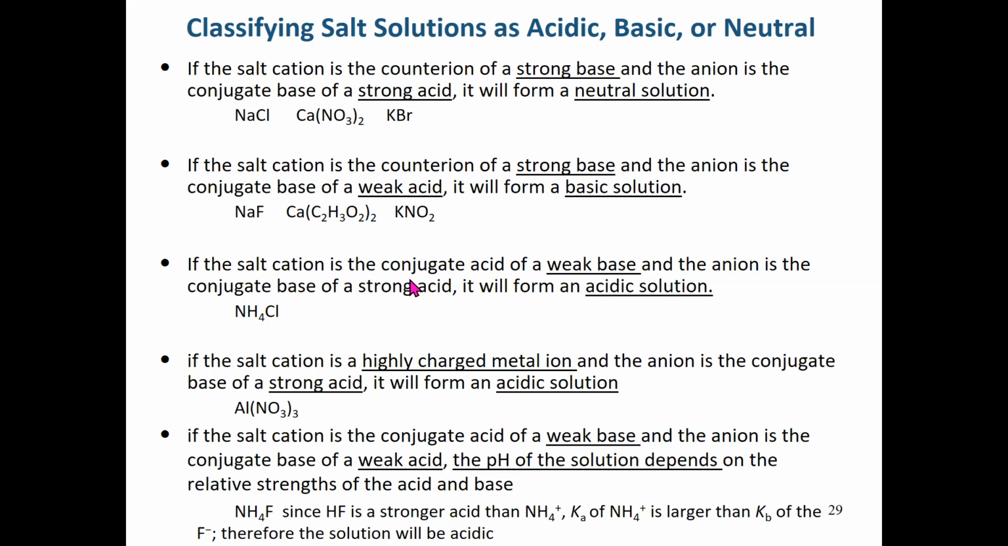If the salt cation is the conjugate acid of a weak base and the anion is that of a strong acid, we get acidic. So the chlorine here coming from HCl, that part's neutral, but the NH4, like we saw in the previous problem, is coming from a weak base, so this part is going to be acidic. And if the salt cation is a highly charged metal ion and the anion is the conjugate base of a strong acid, it will form an acidic solution.